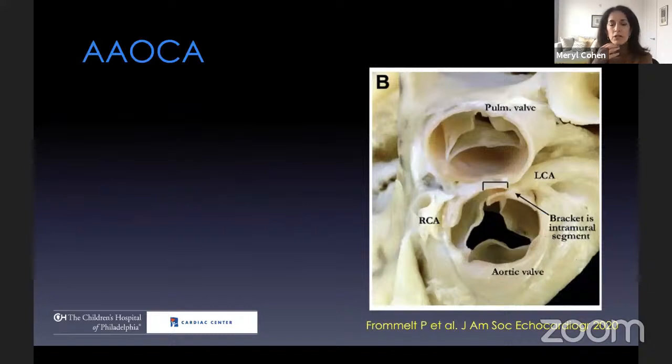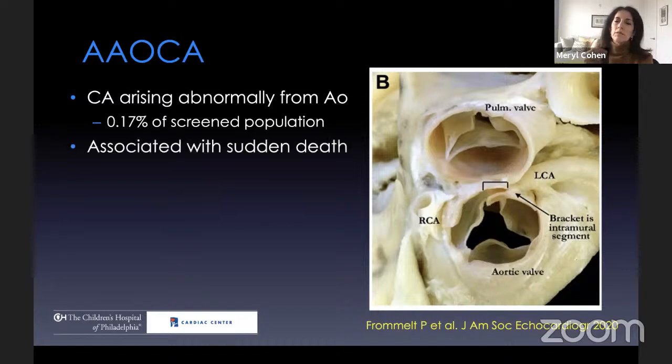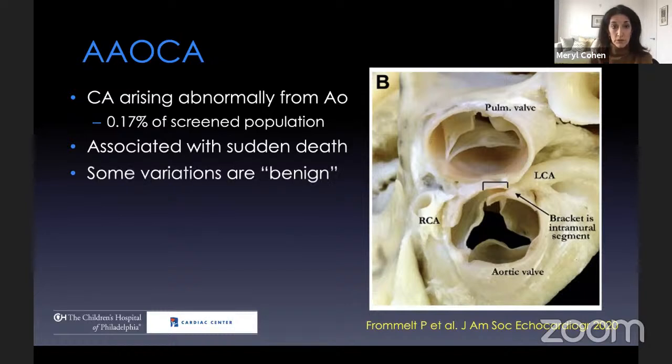Anomalous aortic origin of the coronary artery is our next topic. And again, you see a beautiful pathology specimen from our paper of a left coronary passing between the aorta and the aortic and pulmonary valves. It's a relatively uncommon finding, but the reason why we pay so much attention to it is because it is associated with sudden death in the young.